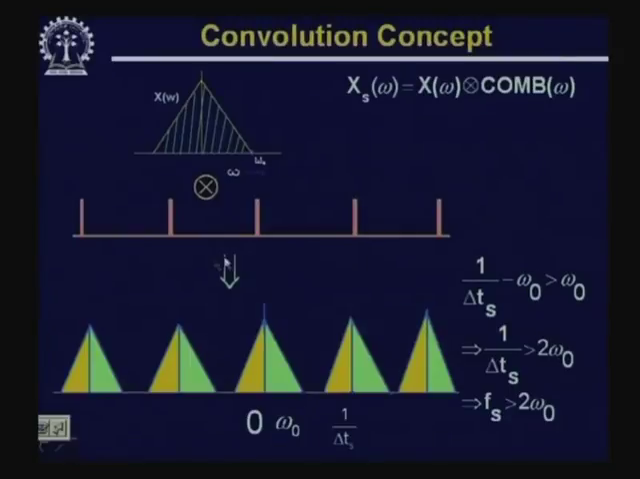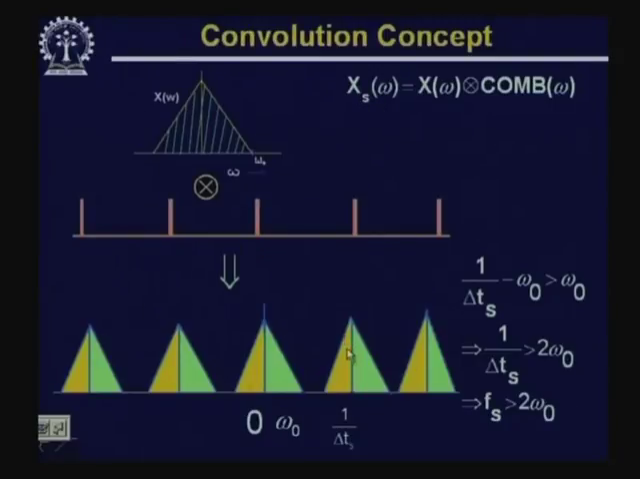Now, when I convolve this with this comb function, comb of omega, then as we have done in the previous example, at those locations where the comb function had a value 1, I will get just a replica of the frequency spectrum X(omega). So, this X(omega) gets replicated at all these locations. What do we find here? The same frequency spectrum X(omega) gets translated like this when x(t) is sampled, that means the frequency spectrum of x_s, or X_s(omega), is like this.